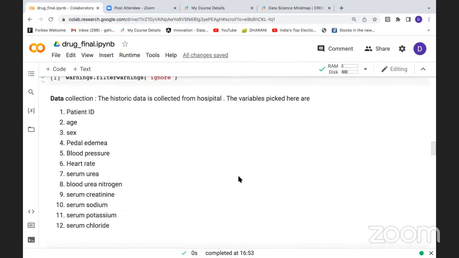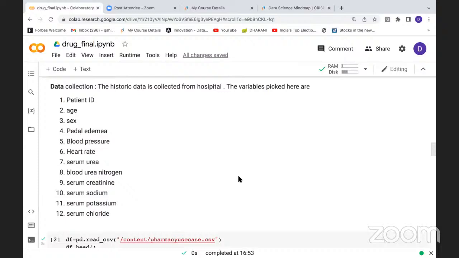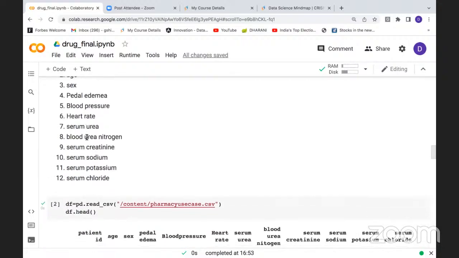I collected the data from the hospital. The variables picked here are the patient ID, his age, whether he is female or male, whether he has a pedal edema case, whether he has high blood pressure, his heart rate, serum urea, blood urea nitrogen, creatinine, sodium, potassium, and chloride. It is a new hypertension case, high blood pressure. Maybe the symptoms even suggest that he is suffering from a chronic kidney disease also.